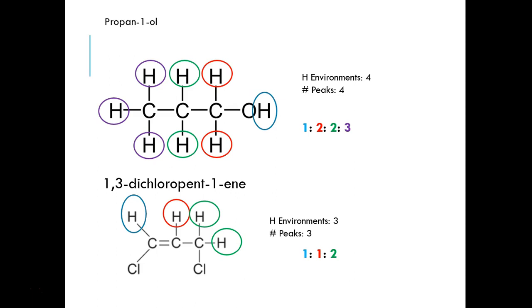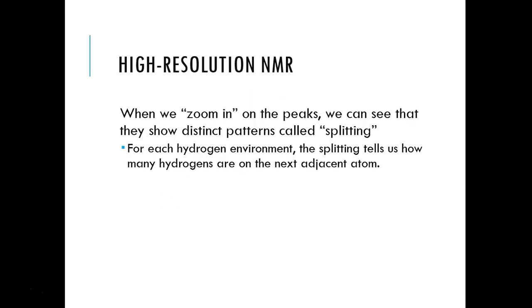Now this also, the integration trace is going to give you the smallest whole number ratio. So if it's 2 and 3, that could correspond to 4 and 6 carbons. So you have to be a little bit careful about that. Now, we can also zoom in on the peaks and see what are called splitting patterns. So for every hydrogen environment, the splitting tells us how many hydrogens are on the next adjacent atom. If there are no neighboring hydrogens, we're going to see a singlet, so it's not going to be split at all.